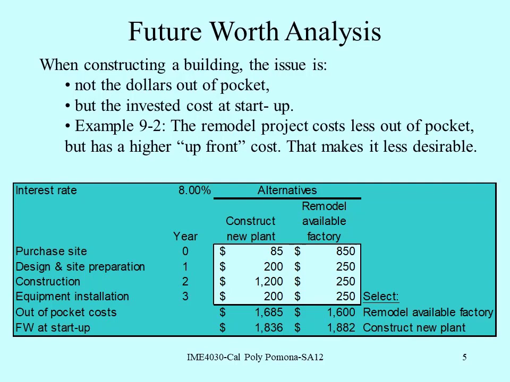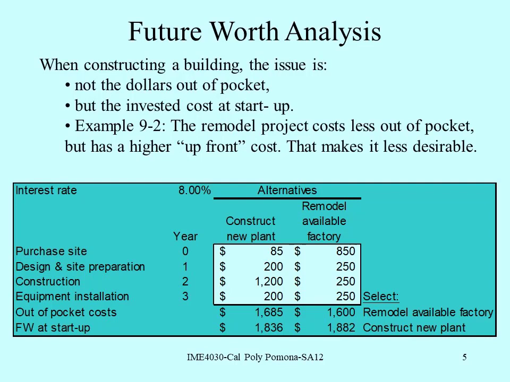One alternative is to construct a new plant. Another alternative is to remodel an available factory. And you can see that both of these projects have a similar total output. If you add up the expenses in the first 3 years for the construction option, if say these are in tens of thousands of dollars, you have $1,685,000.